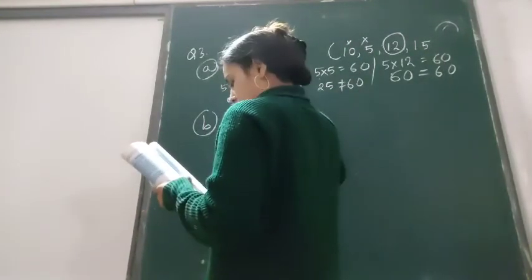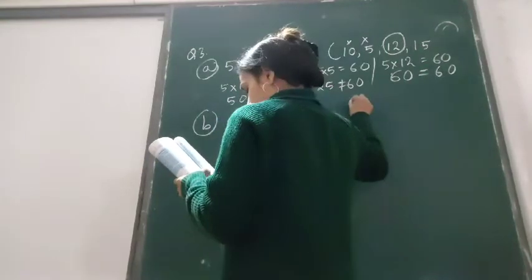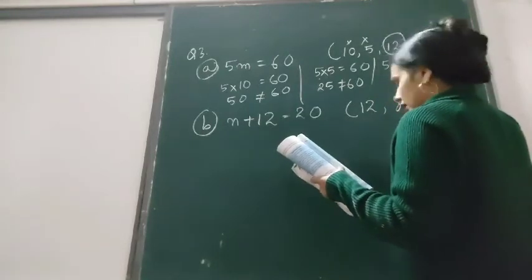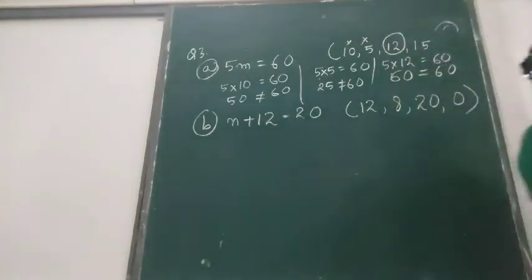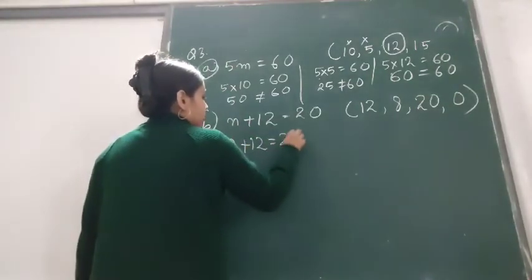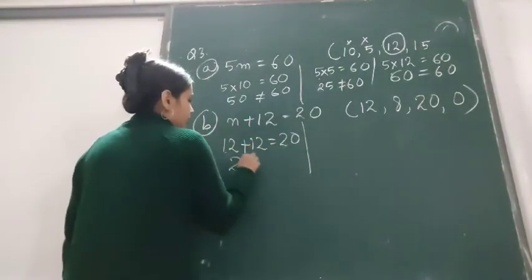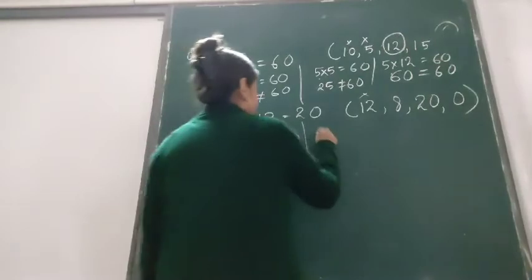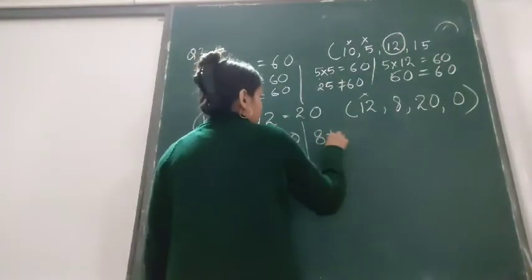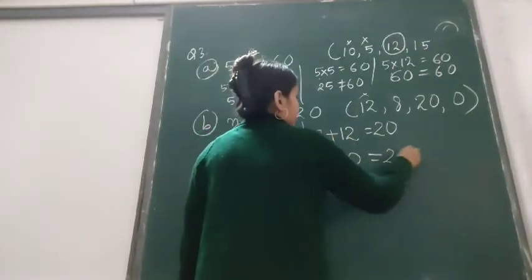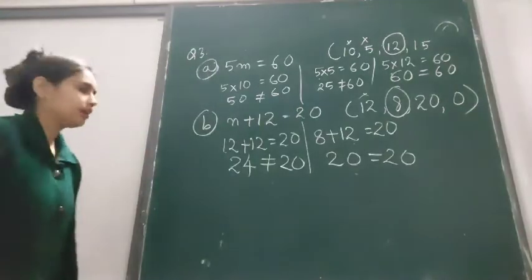N plus 12 is equal to 20. Options are 12, 8, 20 and 0. So first we put the first option, that is 12. Okay children? So 12 plus 12 is equal to 20? 12 plus 12 gives us 24, which is not equal to 20. That means this is not the answer. We take the next one. 8 plus 12. Yes. This is the answer.